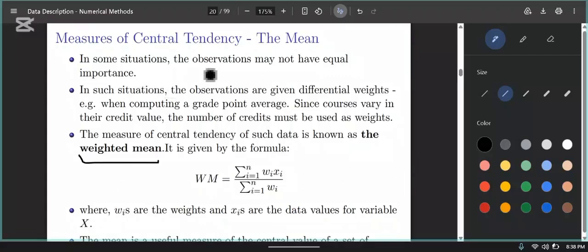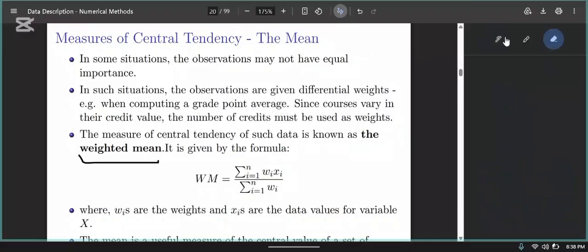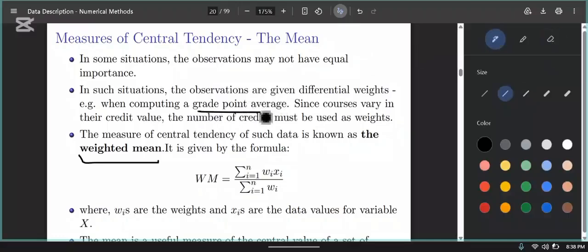So in situations, the observations may not have equal importance. In such situations, observations are given weights. When computing grade point average, what we call GPA, the one that UNZA uses, courses vary in their credit value. The number of credits must be used as the weights, and here you can come up with a weighted mean.